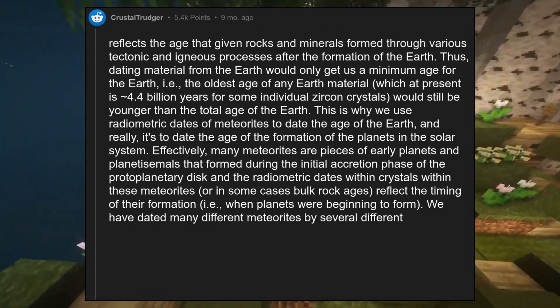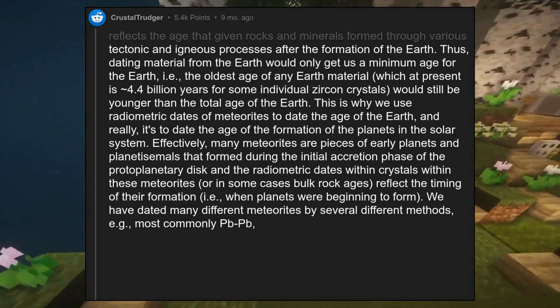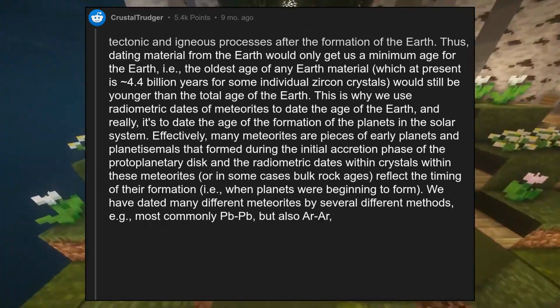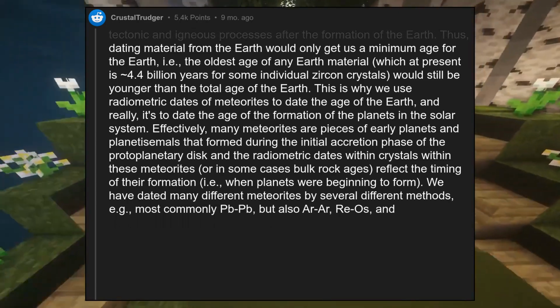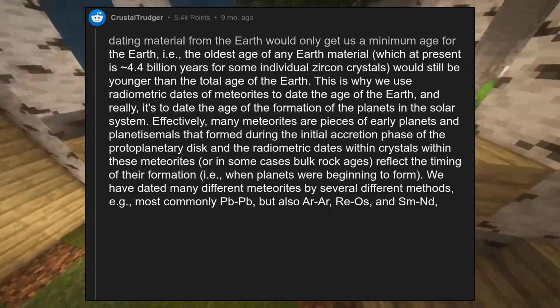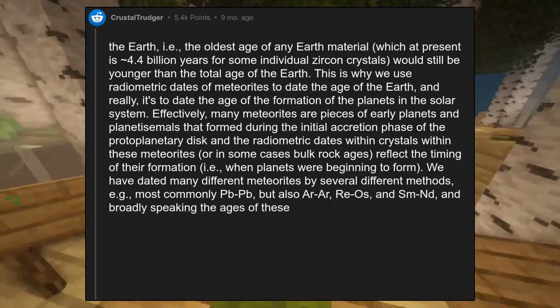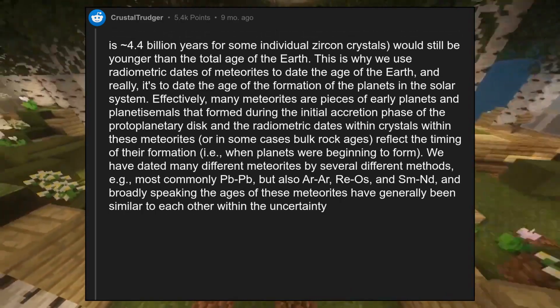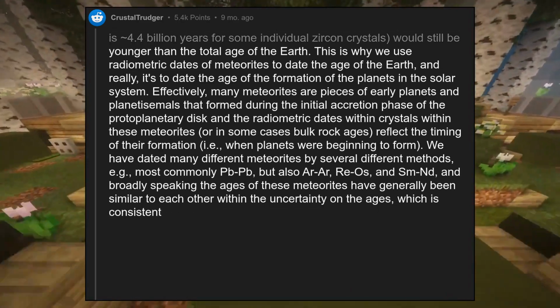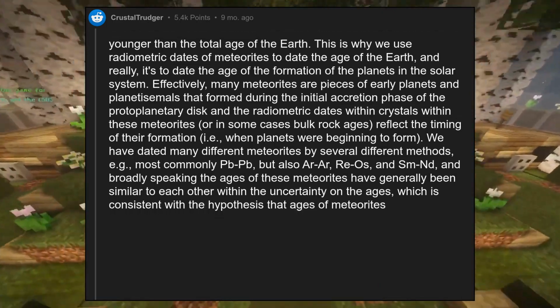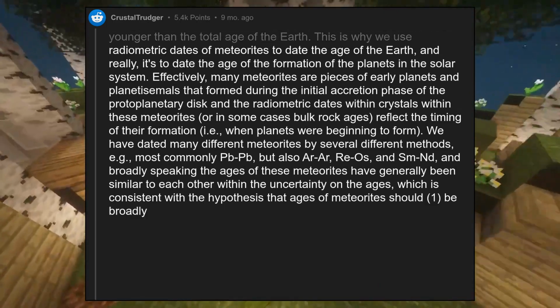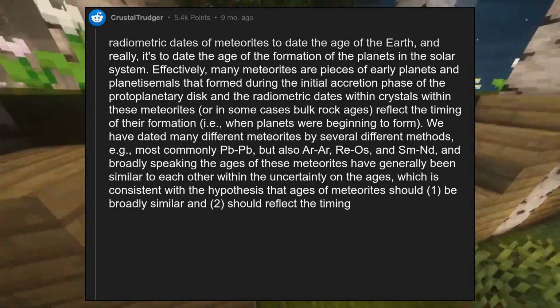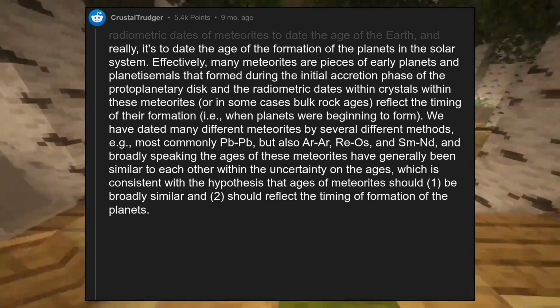We have dated many different meteorites by several different methods, e.g., most commonly Pb-Pb, but also Ar-Ar, Rb-Sr, and Sm-Nd, and broadly speaking the ages of these meteorites have generally been similar to each other within the uncertainty on the ages, which is consistent with the hypothesis that ages of meteorites should 1. Be broadly similar and 2. Should reflect the timing of formation of the planets.